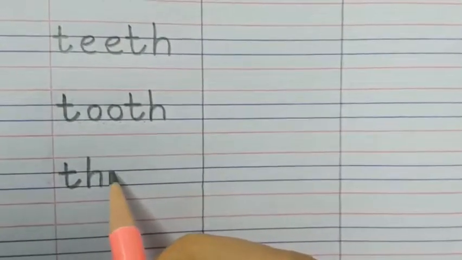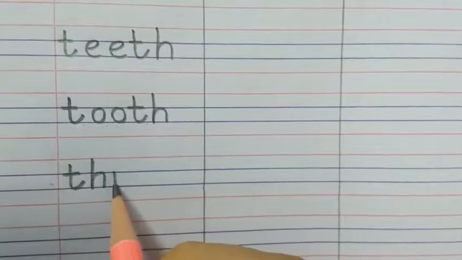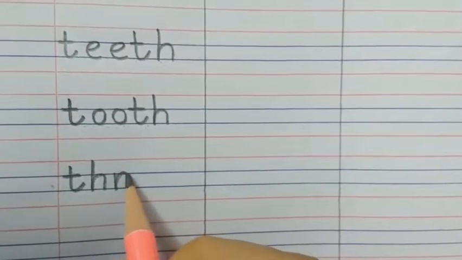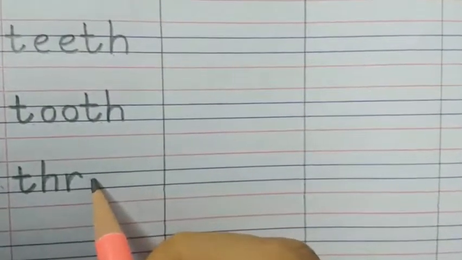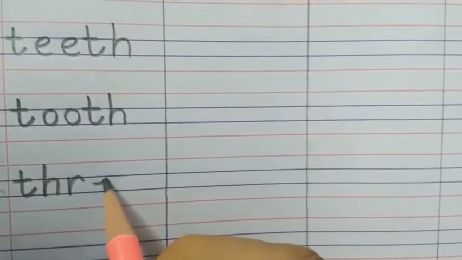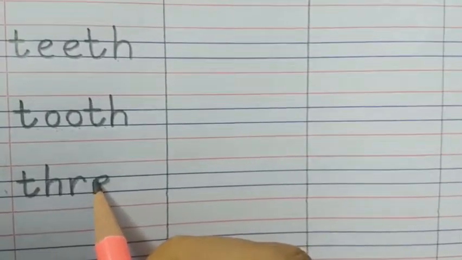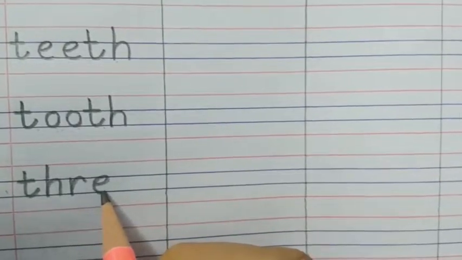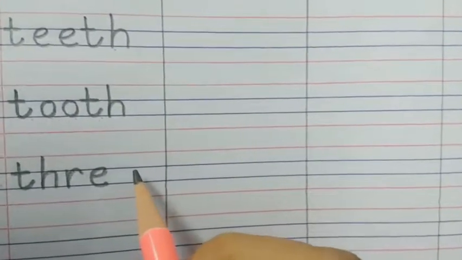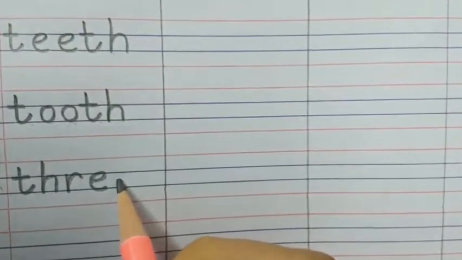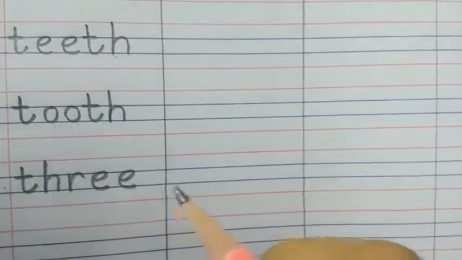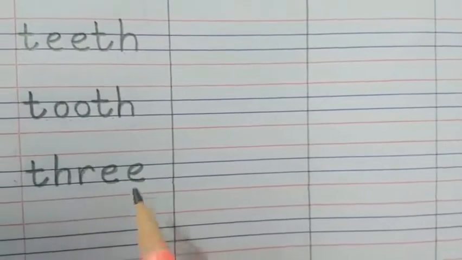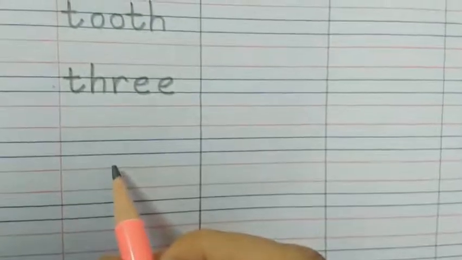H. R. Straight line from blue line to blue line, go up and make a curve. R. E. So place your pencil point in the center, go up, curve, take a C turn, touch the second blue line. E. Again E. So from the center, go up, curve, again C curve, E. T-H-R-E-E. 3. After 3, thread.